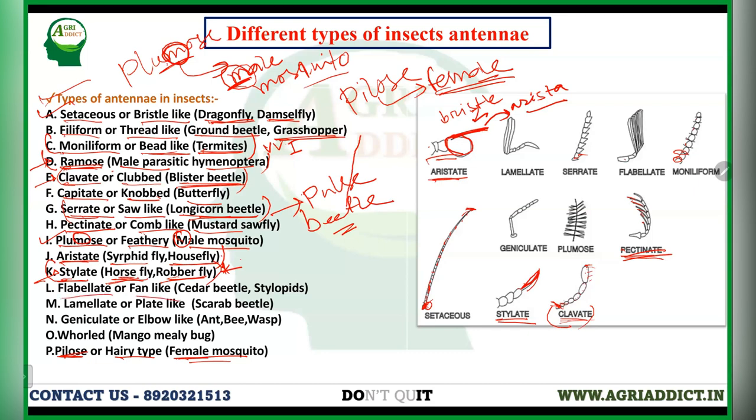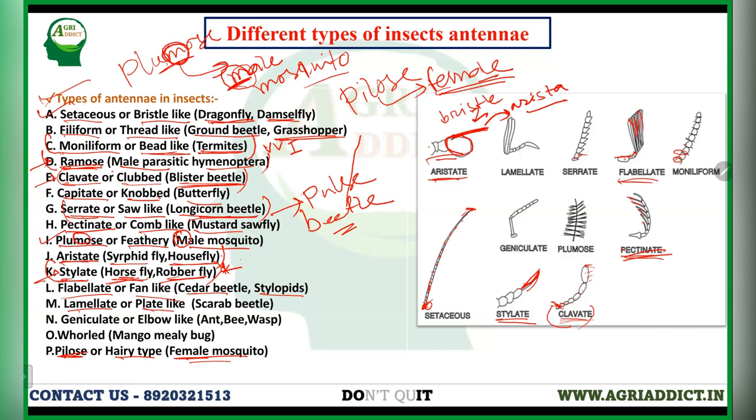Another is flabellate or fan-like antenna. This is flabellate antenna. It is like a hand fan. And this fan-like antenna is found mainly in different strepsipterans or stylopids and different cedar beetles. And here, the third segment is very small. The first segment is large, then it is small, and the third segment is very small. And ultimately, its sides become enlarged, giving a fan-like arrangement. So it is known as flabellate or fan-like antenna.